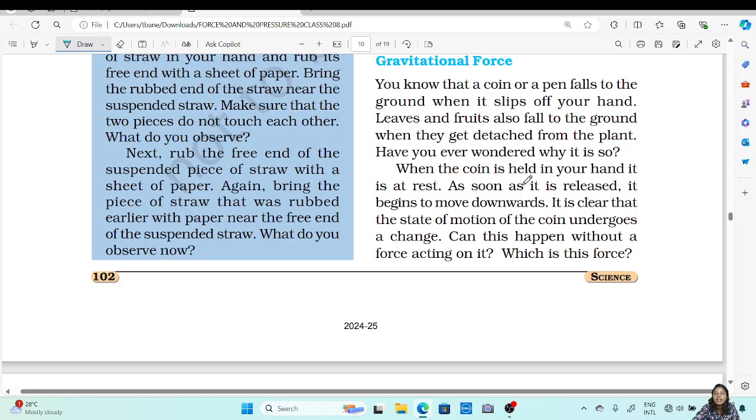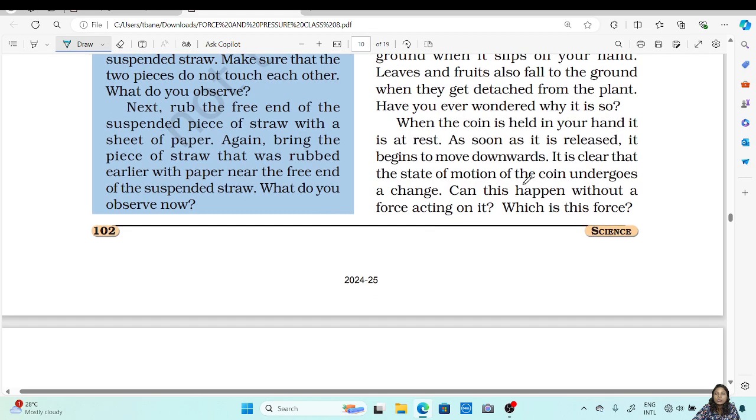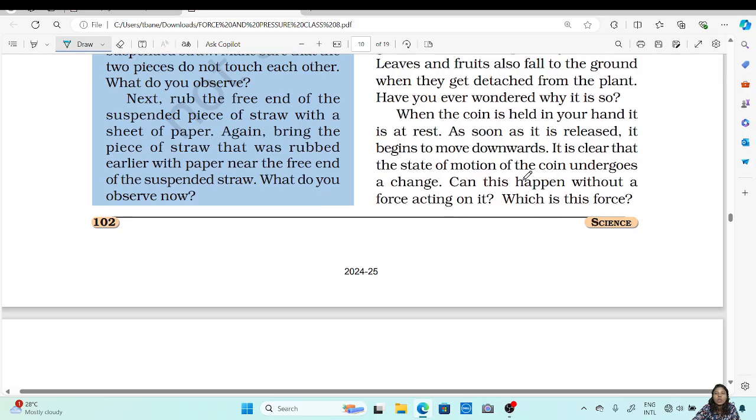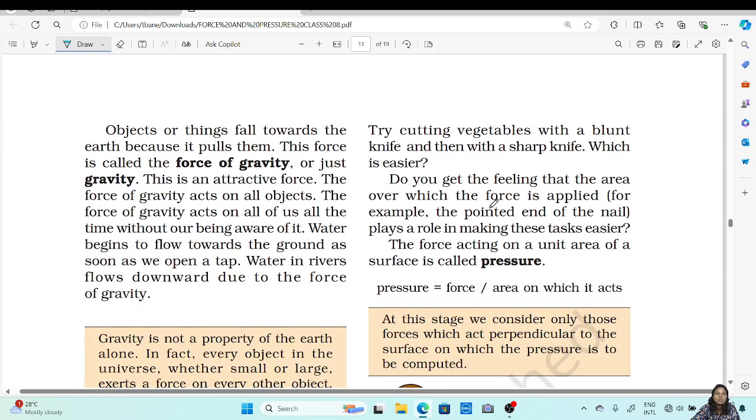So when the coin is held in your hand, it is at rest. As soon as it is released, it begins to move downwards. It is clear that the state of motion of the coin undergoes a change. So now say there is a coin on my hand. It is at rest. There is no motion of the coin. The moment I release it, the moment I drop it, it goes into motion. The state of motion is changing and it is moving downwards. So can this happen without a force acting on it? Which is this force? Objects or things fall towards the earth because it pulls them.